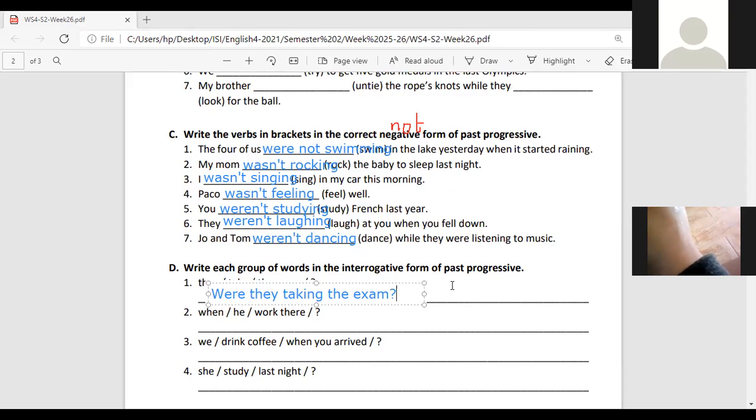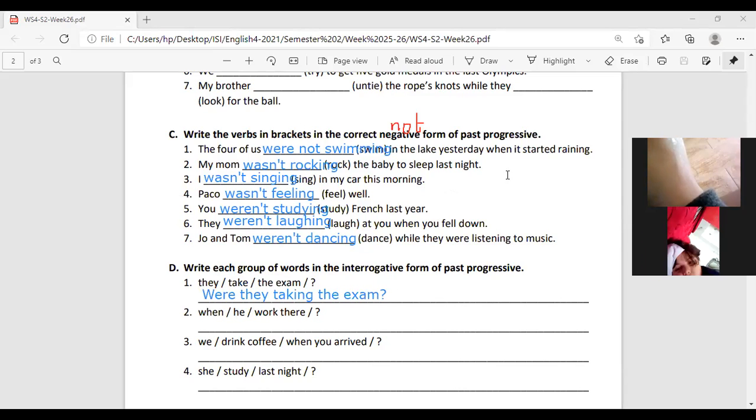Lana. Now it's Lana. Lana, where are you? Miss, can you unmute yourself, please? Number 2. We have to finish this exercise before the time ends. Okay. When he worked there. You have to use when and make it in past progressive.